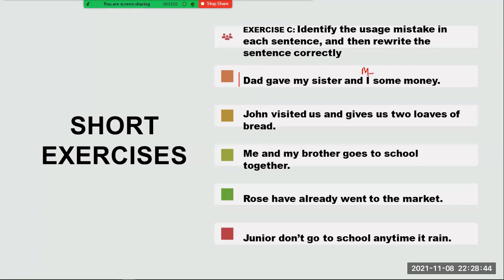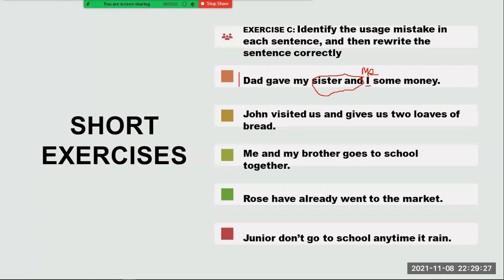Now, you have to understand that I is a subjective pronoun. Me is an objective pronoun. Now, Dad gave my sister and me some money. When a pronoun is receiving something, then you use the objective form. And if we remove my sister and, then it becomes obvious that what should be here is me and not I.